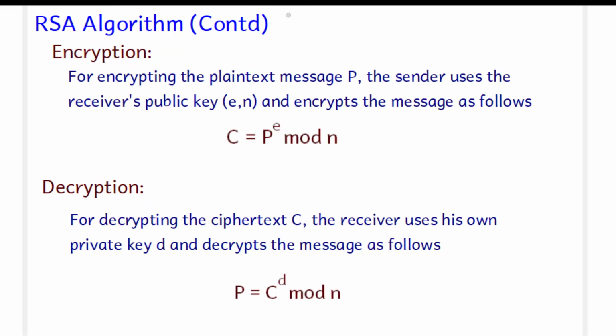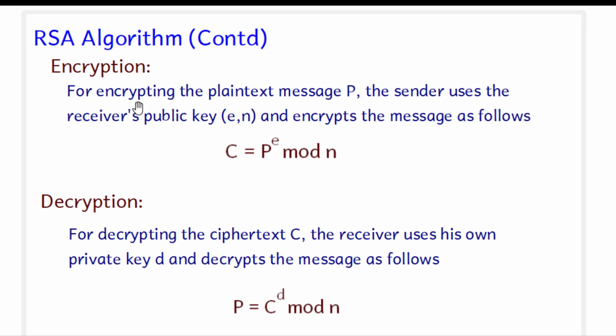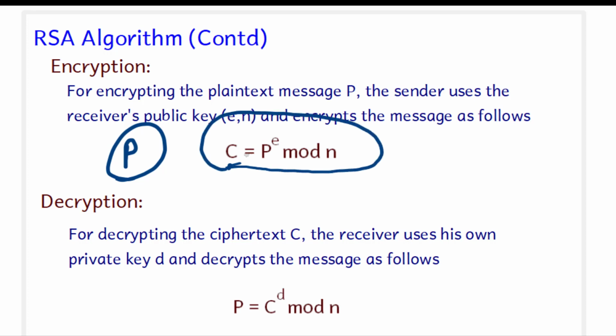Now how will encryption be done? This is the formula for encryption. Suppose Bob wants to send a secret message to Alice, and Alice has already distributed her public key. Bob has a plain text message, say P, and he wants to create a ciphertext. So C is equal to P, the plain text, raised to E, one of the elements of the public key, mod N, the other element of the public key. He calculates C and sends it to Alice.